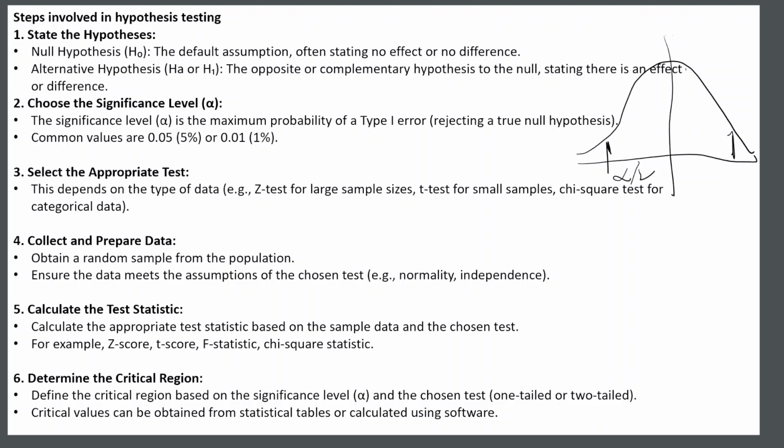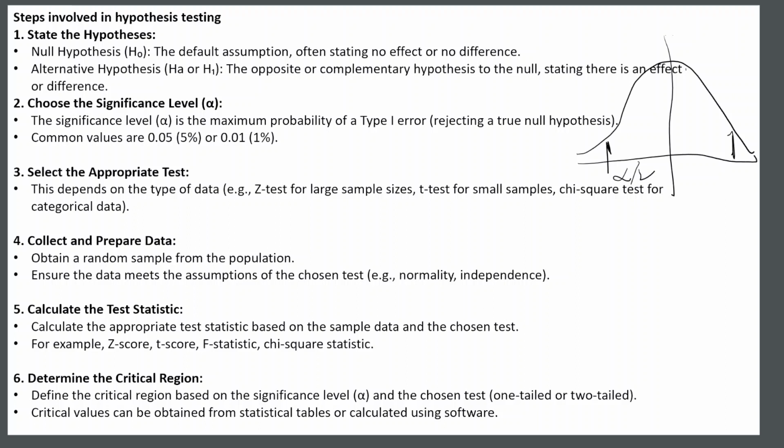Okay. Then once we do all these things, we will collect the sample data and prepare the data. So we get a random sample from the population, and then we will check whether the distribution is normally distributed, in which case we can go for the z-test. Otherwise we will go for other tests. So we will ensure the data meets the assumptions of the test. We can do this with the QQ plot and similar tools.